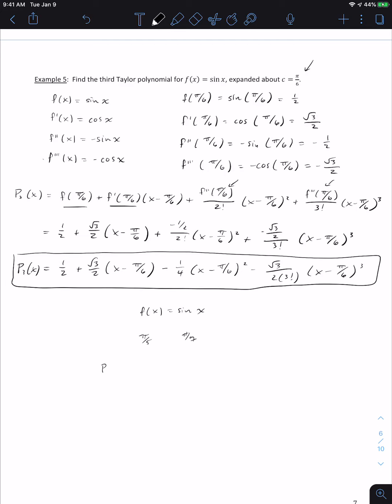If I looked at p sub 3 of pi over 5, that's going to give me a pretty good approximation. And p sub 3 at pi over 7, that's also going to give me a pretty good approximation, because pi over 5 and pi over 7 are really close to pi over 6. However, if I wanted to approximate p of, say, 0 or negative 5, that wouldn't be a really good approximation, because this third degree polynomial, p sub 3, was centered around pi over 6. So it's not really that good if it's not near pi over 6.